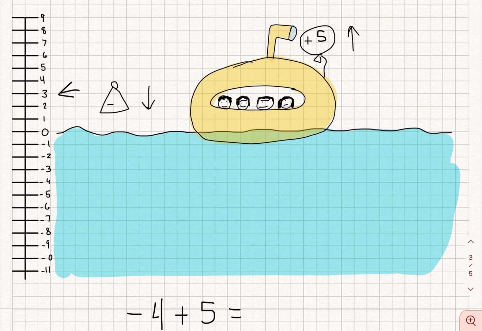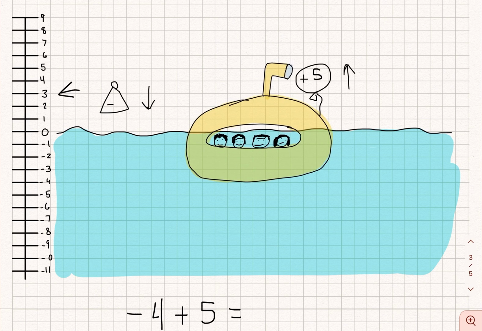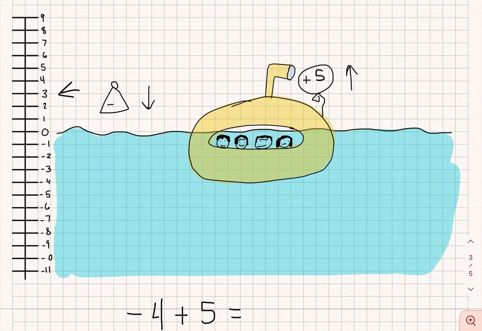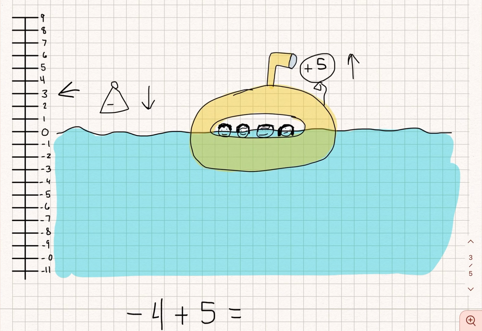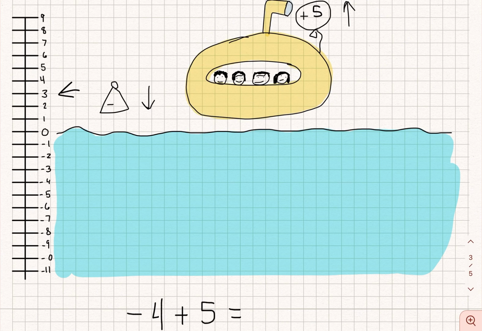So we're starting at -4, so that's -1, -2, -3, -4. Here's where we're starting. And how much are we adding? We're adding 5. That's 5 balloons. So remember, it's a positive number. It's a balloon. Balloons rise. They go up. So here we go. Ready? We're going to go up 1, 2, 3, 4, 5. Now what number am I at? I am at 1. So I started below 0, and I rose up 5. I counted up 5, and now I'm at 1. So -4 plus 5 equals 1. Positive 1.